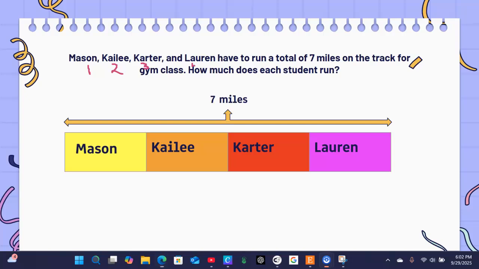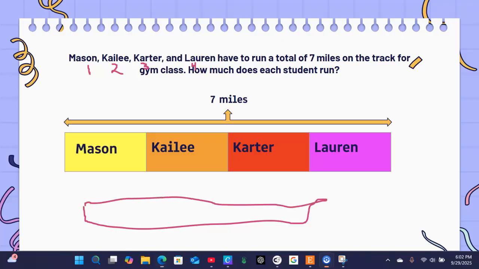And I'm showing you one of the ways that we are getting ready to model this. We can draw one complete rectangle, excuse my rectangle, and we're going to say there's a total of 7 miles that will be represented by this rectangle. But there are 4 students, so I know I'm going to partition my box into fourths. I actually put the name of the students in each box. So each student is going to represent one of the 4 boxes.